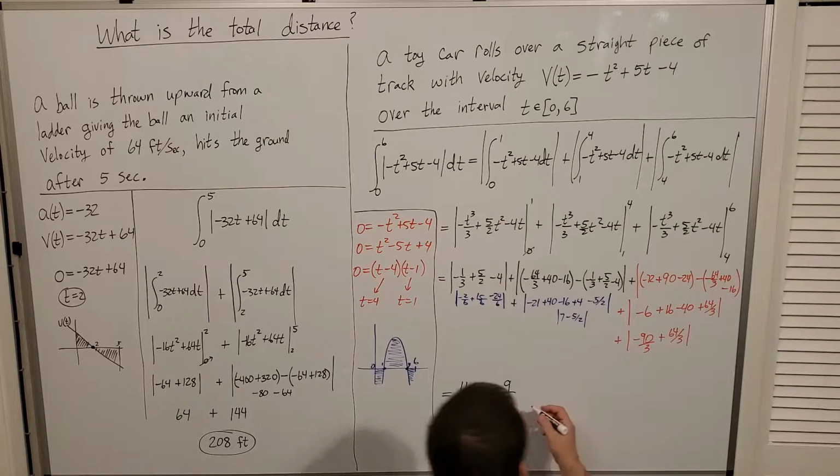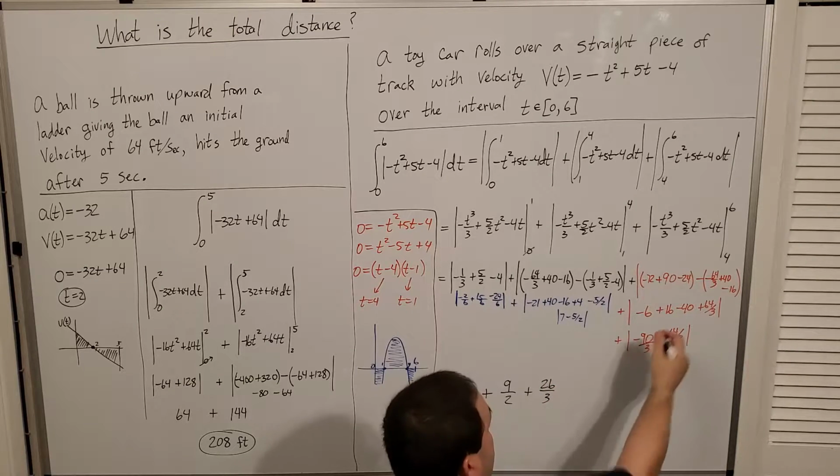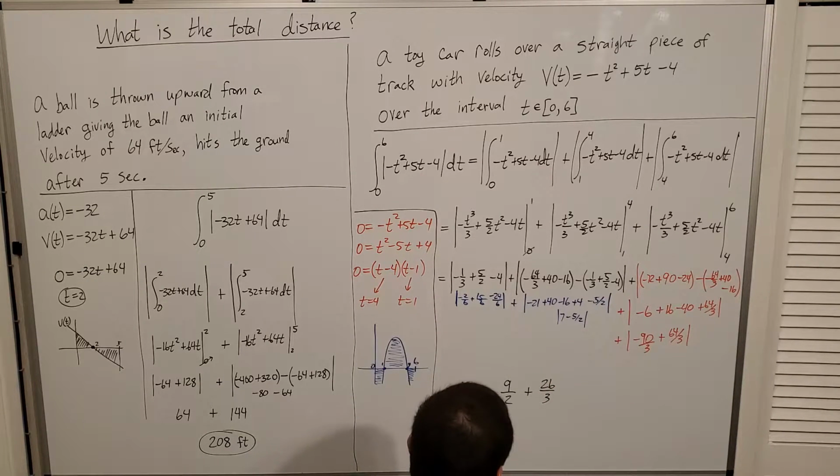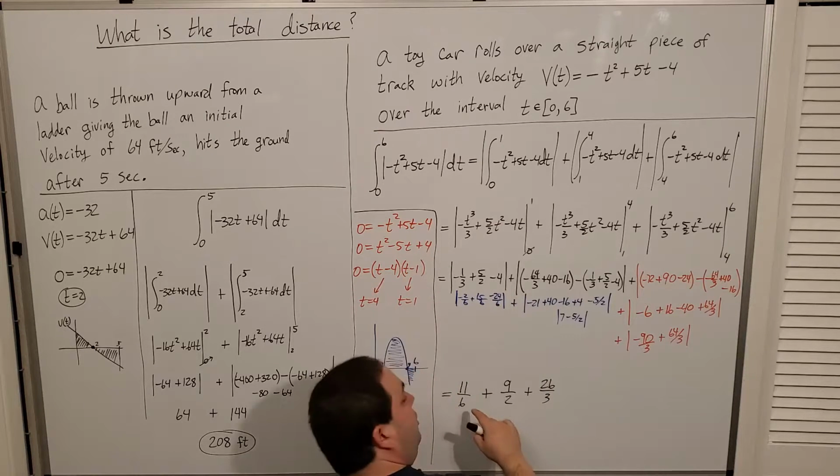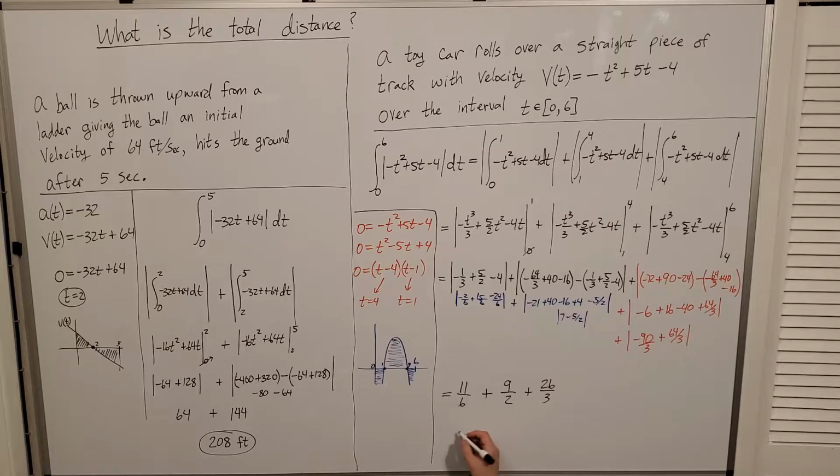Yes. So plus 26 over 3. It technically was negative. The absolute value dropped that off. And so now everything needs to be in terms of sixths. So that's going to be 11 sixths plus 27 sixths plus 52 sixths. So we've got 38 plus 52 is 90 over 6, which gives me 30 over 2. Yeah, which is 15.